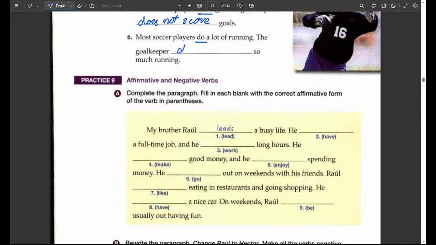So goalkeeper does not or doesn't could come here, but we haven't gone to the short form of the verbs yet, the negative. The contracted form is like does not as doesn't. But it is okay, does not do. So you say this do and this does. This do is the main verb here, and the does is the helping verb to make this one negative.